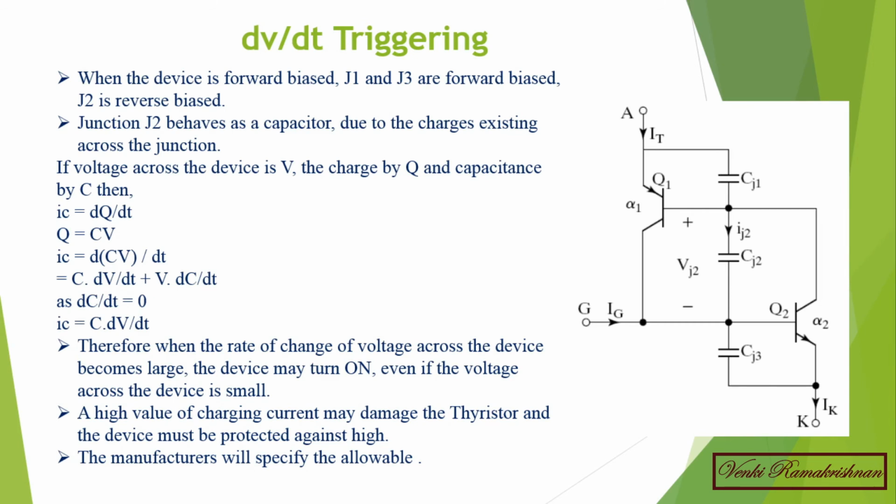And fourth one, dV by dt triggering. When the device is forward biased, J1 and J3 are in forward bias condition and J2 is in reverse bias condition. Due to the reverse bias condition, there will be a depletion region in J2. This junction J2 behaves as a capacitor.